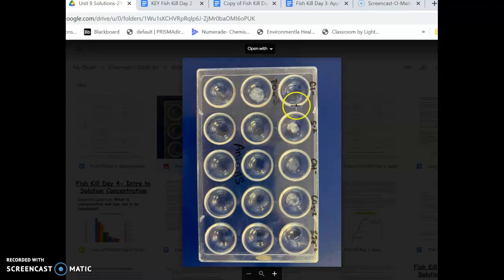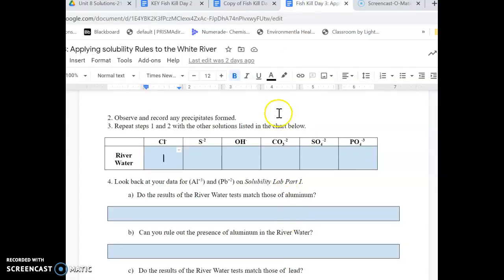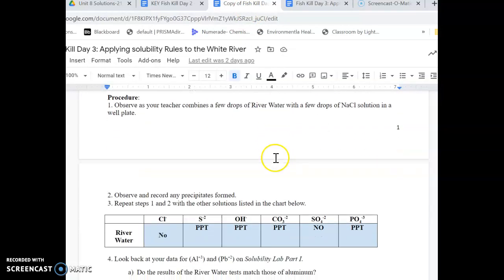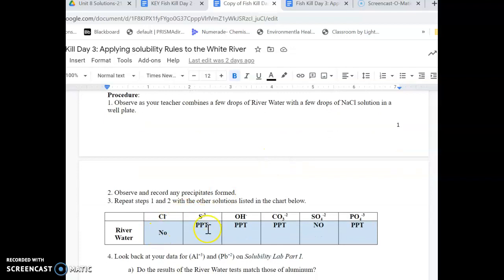images. So on here, we'll see that chloride and sulfate both have no precipitates, but the sulfide, hydroxide, carbonate, and phosphate, all four of those do. So what we would do for those is fill out our chart saying no for chloride, PPT, PPT, PPT, no, and then PPT. So what this means is these are insoluble, the ones with precipitate, and the ones without are soluble. We are then going to answer the questions below.